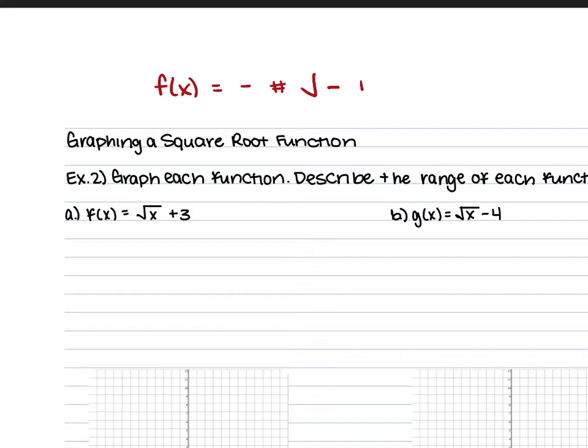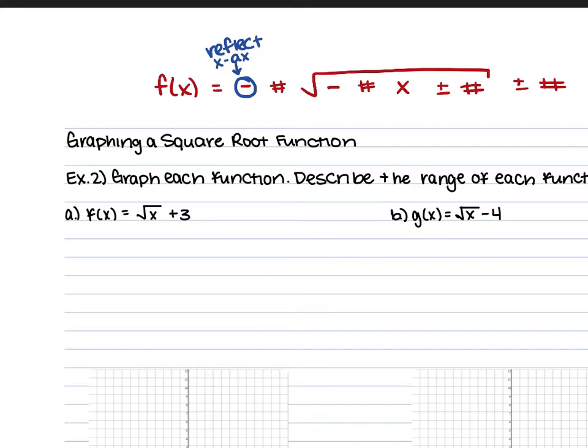A negative, a number, x plus or minus a number, plus or minus a number outside. These mean different transformations. So this negative here is a reflection, and it reflects vertically, so it would reflect across the x-axis. This number directly in front of your radical is a vertical stretch or a vertical compression.